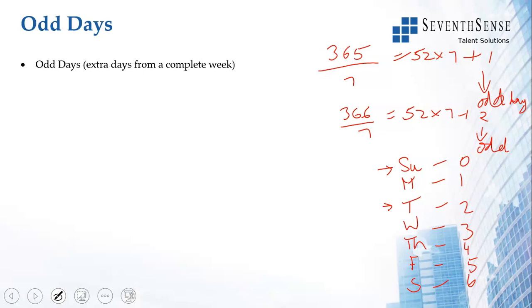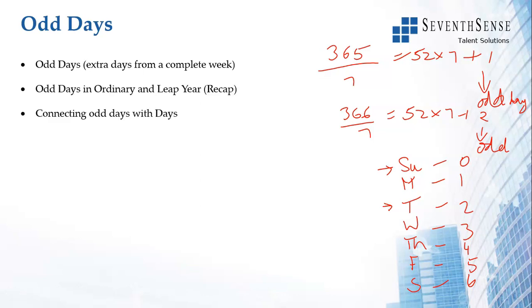If they say 10th of August was a Wednesday, what is 20th of August? We will look at those problems in the subsequent slides. But remember, if they generally ask what day a date is and you calculate the number of odd days, then whichever number it is, it's the corresponding day. Very important. Find the odd days, and this is the corresponding day of the week. Odd days in an ordinary year is 1, odd days in a leap year is 2. Again, a very critical concept.